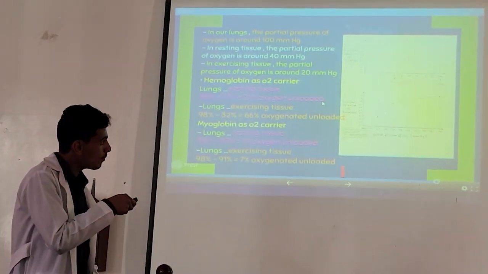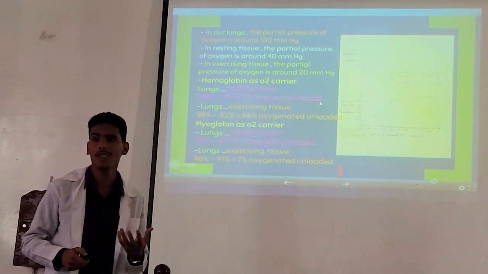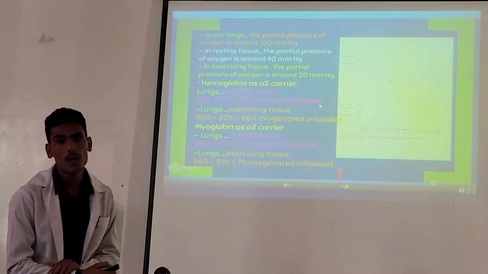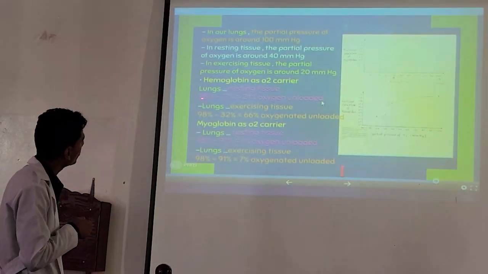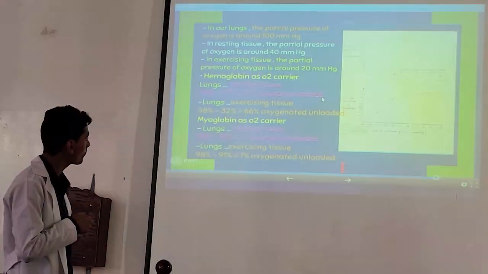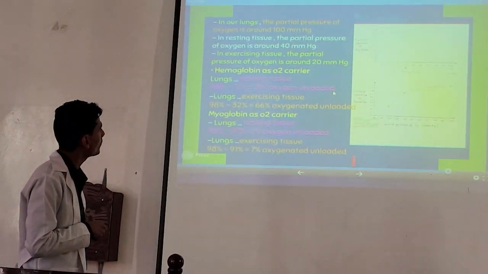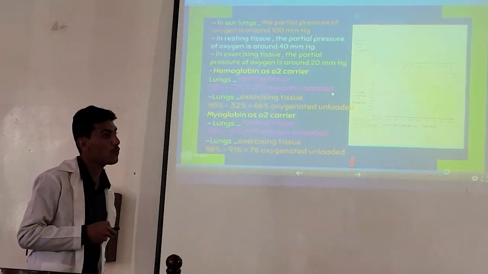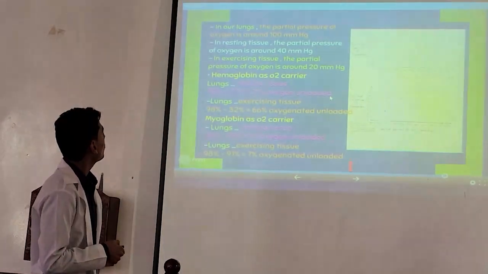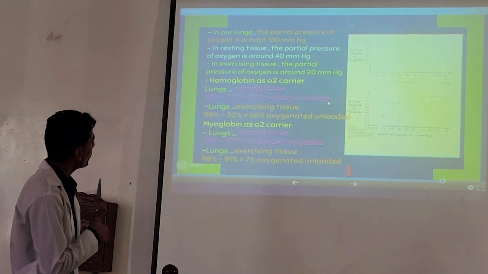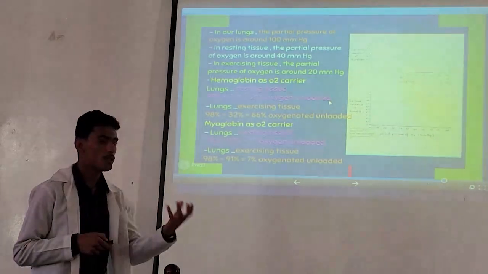If the hemoglobin molecule travels from the lungs to the resting tissue, the partial pressure of oxygen there is about 40 millimeters of mercury. So the difference from lungs to resting tissues is 98% minus 77%, which equals 21% oxygen unloaded. This means 21% of the hemoglobin molecules will release the oxygen for the resting tissues. And in the exercising tissues, 98% minus 32% means 66% of oxygen will be unloaded from the hemoglobin molecules.